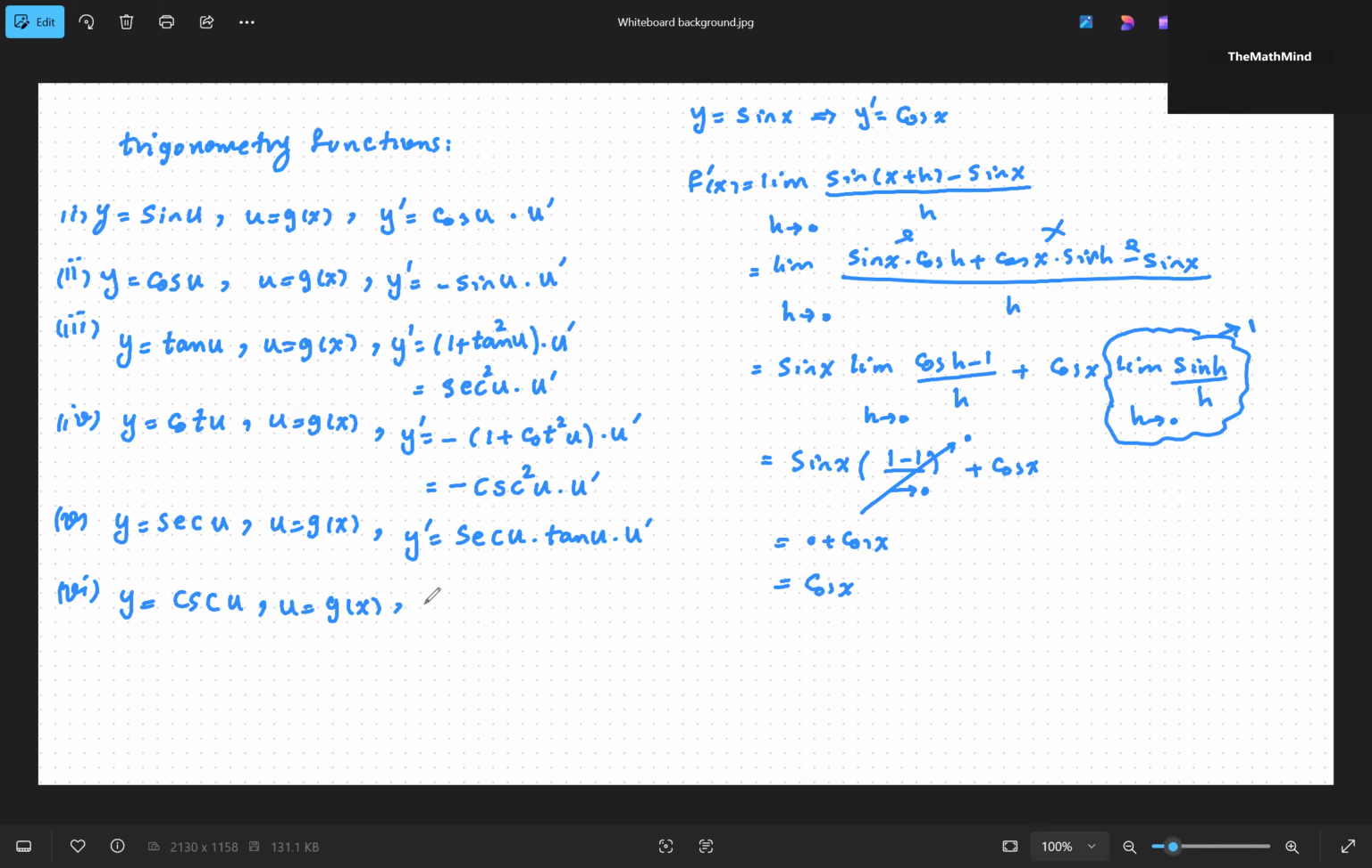And number 6, y equals cosecant u. And y prime will be negative cosecant u times cotan u times u prime. So I highly recommend you to take a screenshot of these formulas here, number 1 to number 6. And with these formulas, you can solve almost all the derivatives for trigonometric ratios. We will try some examples in the next slide.